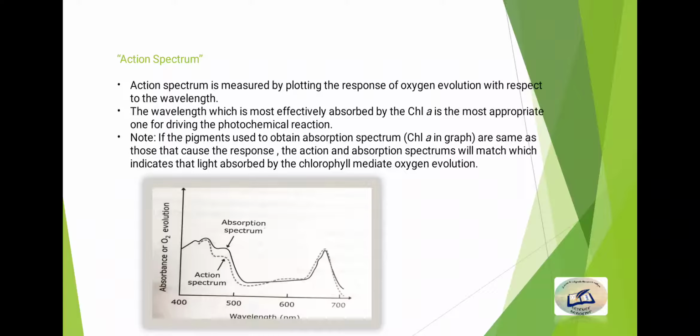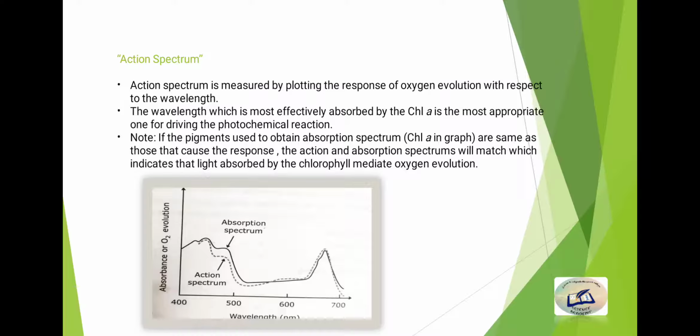The wavelength which is most effectively absorbed by chlorophyll A is the most effective in driving the photochemical reaction in the case of chlorophyll A. So here we have plotted it as a function of wavelength, and from this particular diagram you can see that the maximum action spectrum is around 700 nanometers. So that is the maximum range, and the range varies from approximately 400 to 700.